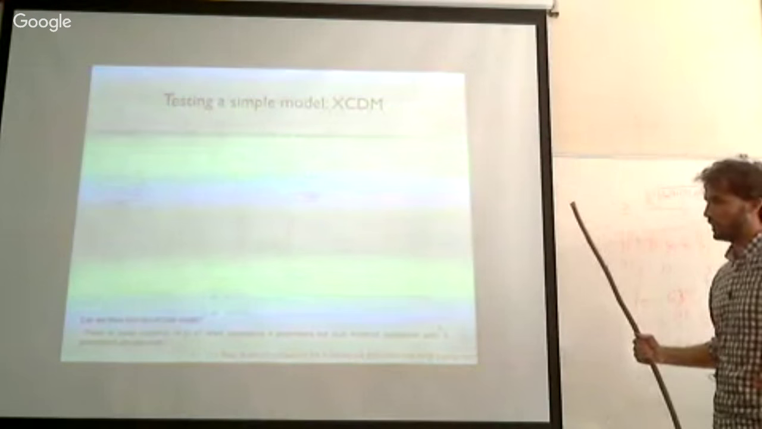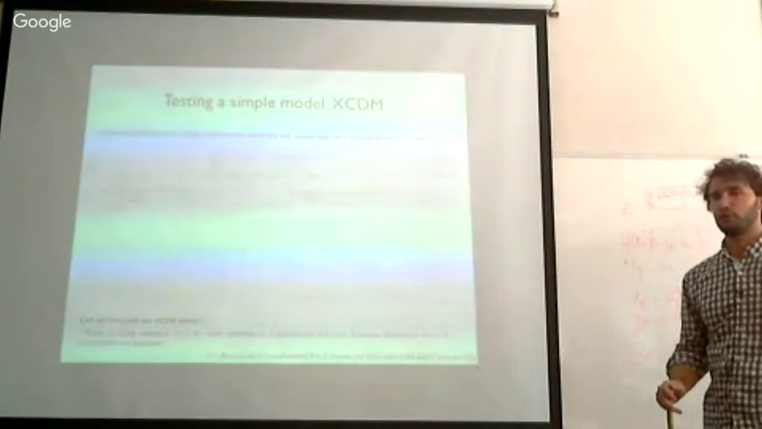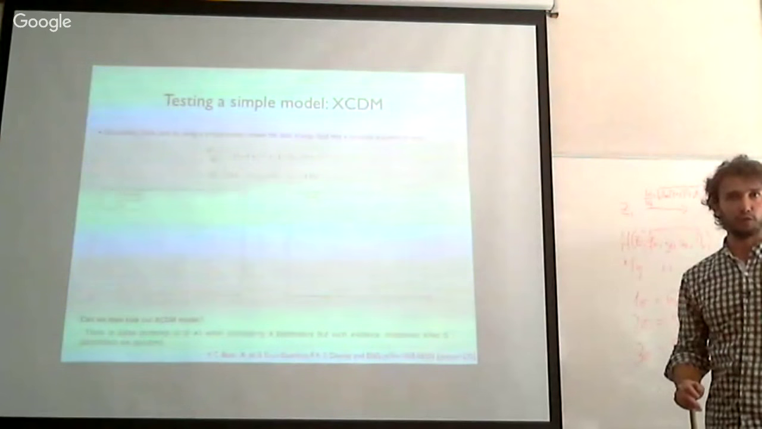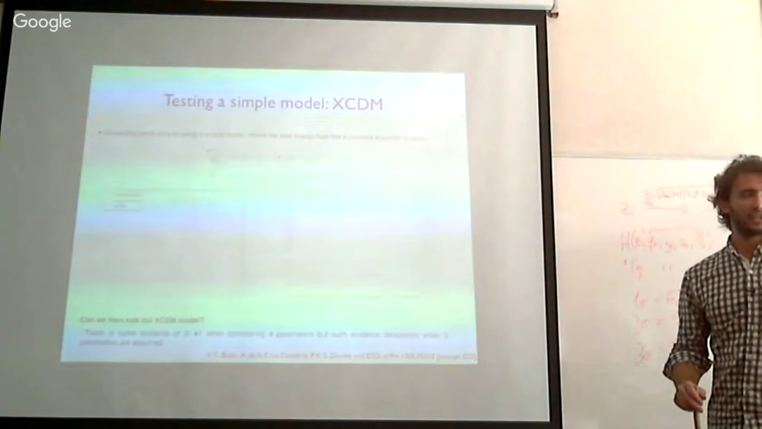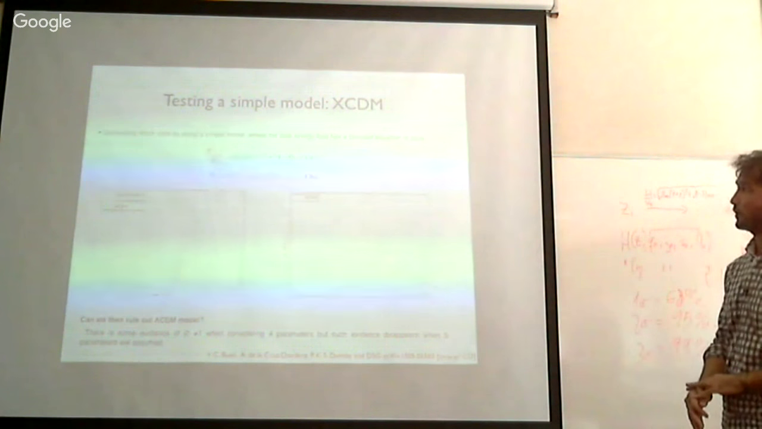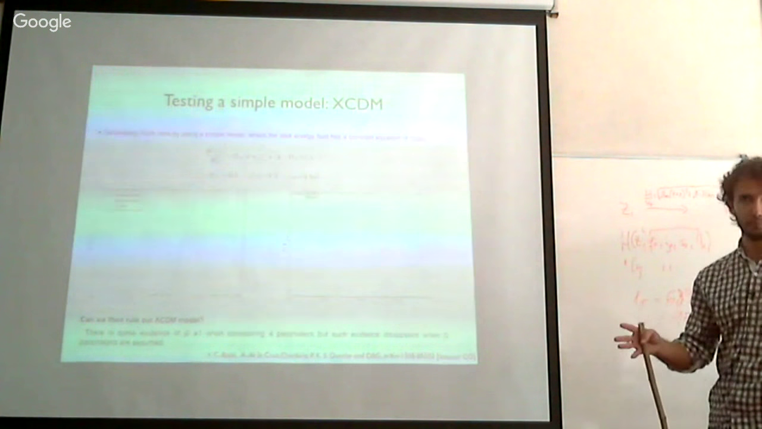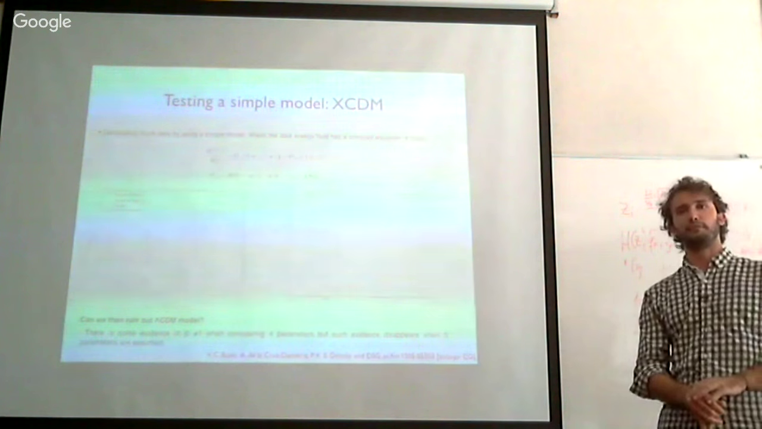So what this is telling us is that cosmography is not very useful to rule out models, because the errors are much larger than when you use just the underlying real model.